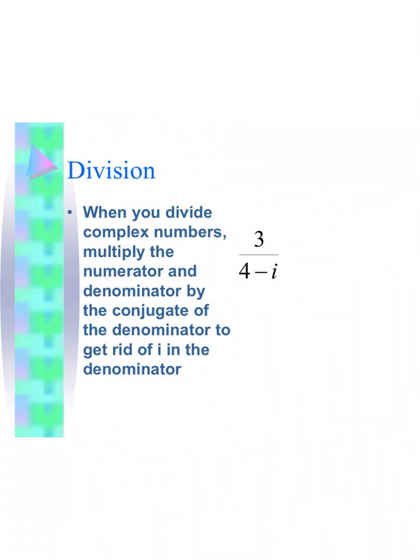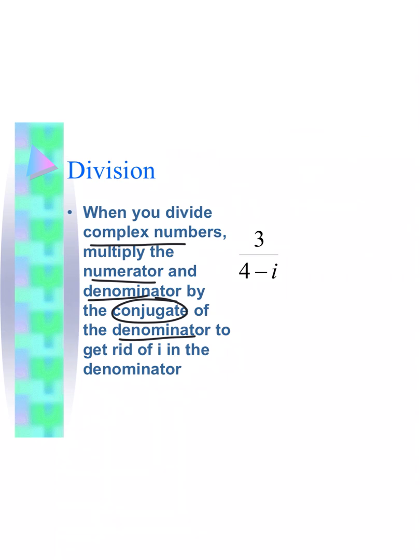So when you divide complex numbers, you're going to be multiplying the numerator and denominator by the conjugate of your denominator, and this is going to help us get rid of i in our denominator. A fraction is not considered to be of the right form anytime we have an i in our denominator, which is why we have to go through this process.